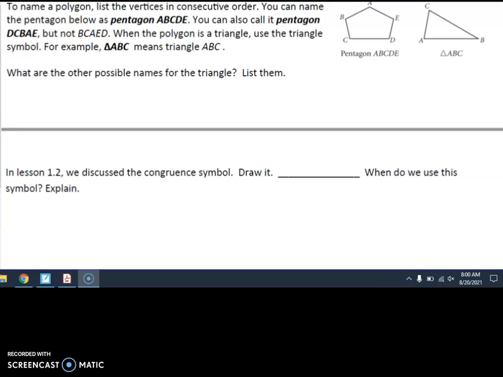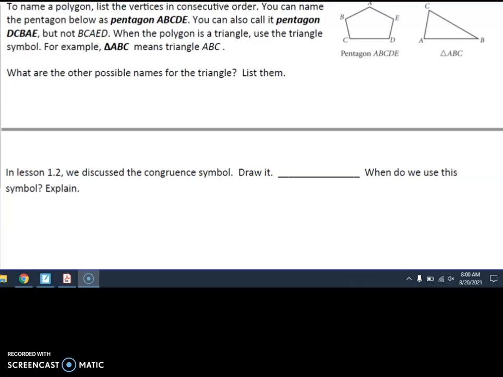For a triangle, I can start at A and go clockwise and call that triangle ACB, or I can go counterclockwise from A and call that triangle ABC, and both names are perfectly acceptable. Here is a list of other names for the triangle.